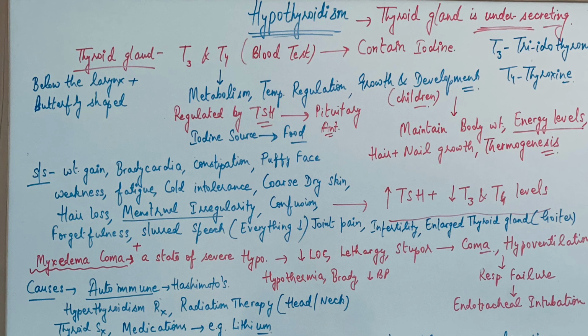Okay, the main hormones secreted by the thyroid gland are T3 and T4, and one more hormone is there, calcitonin, but that is not so important. The main hormones are T3 and T4, and we measure their levels by doing a blood test. We can check whether the thyroid gland is secreting these hormones at a normal level by a blood test. And the body needs iodine to produce both these hormones. Okay, because iodine is very necessary to produce these hormones.